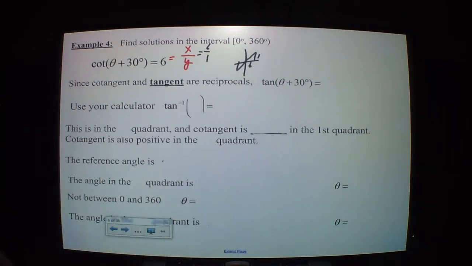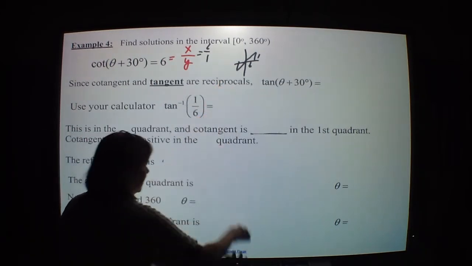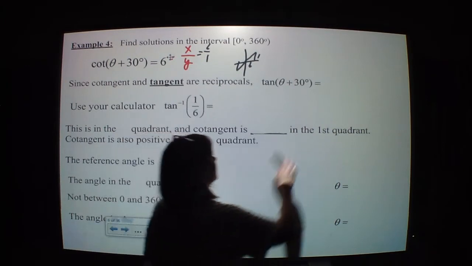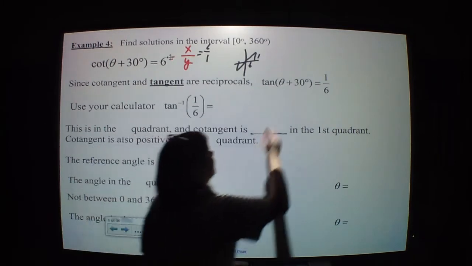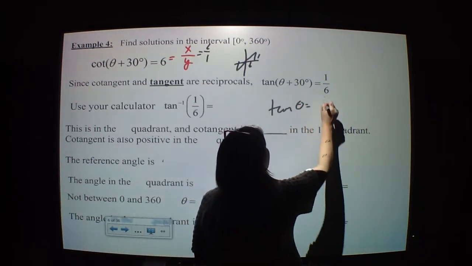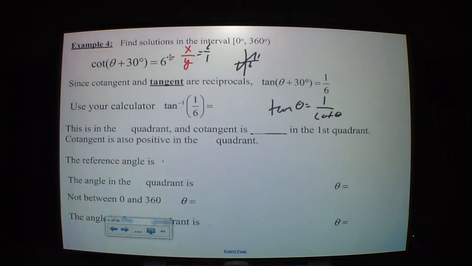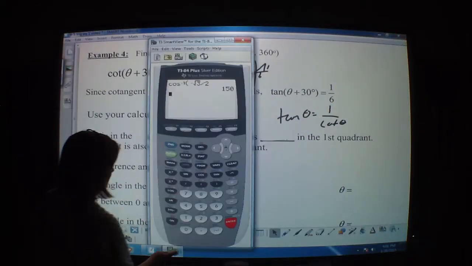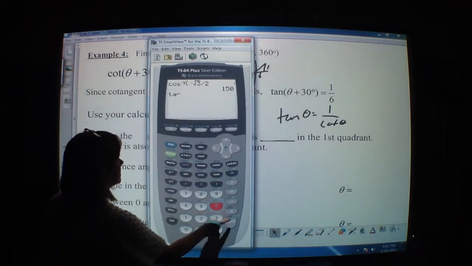So you would pick up your calculator and put in the inverse tangent of 1 over 6, and make sure you're in degrees, because cotangent and tangent are reciprocals. Remember, the tangent of an angle is 1 over the cotangent of an angle. So pick up your calculator and do inverse tangent of 1 over 6. So here's my inverse tangent of 1 divided by 6.